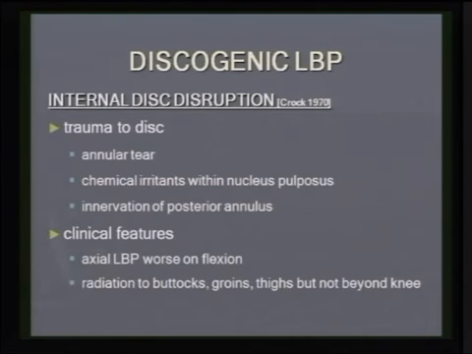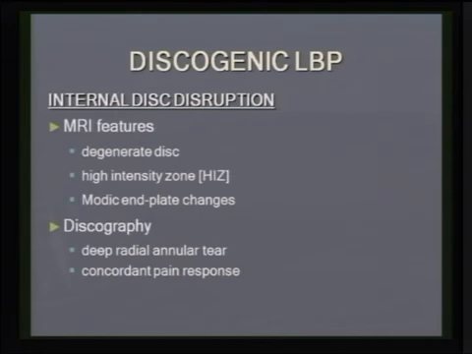We'll start talking about discogenic low back pain. The concept of internal disc disruption was introduced in 1970, where it suggested that some trauma to the disc results in an annular tear, which sets up the presence of chemical irritants within the nucleus pulposus and reinnervation of the posterior degenerate annulus. The chemical irritants and the new nerve fibers within the annulus act as sources of potential pain.